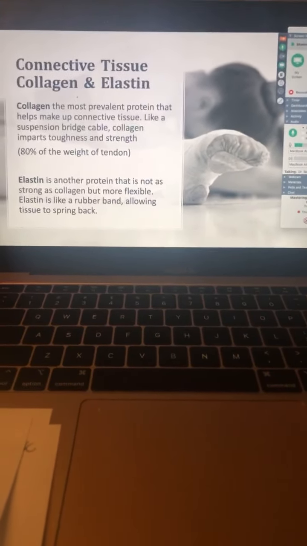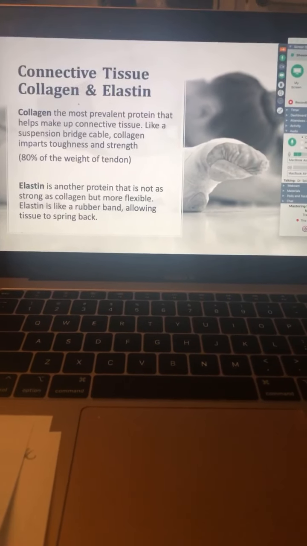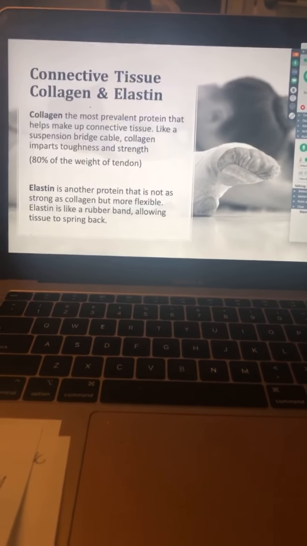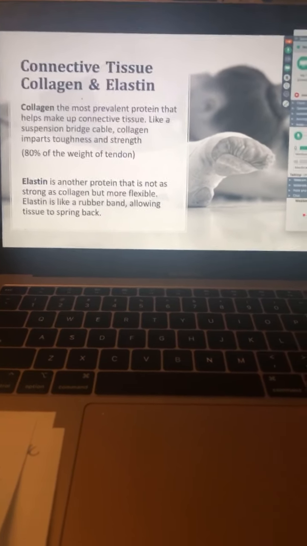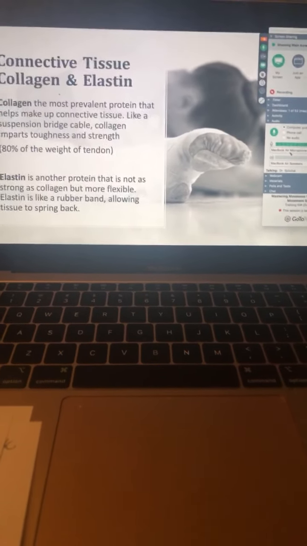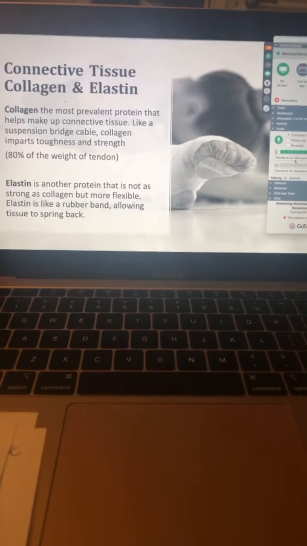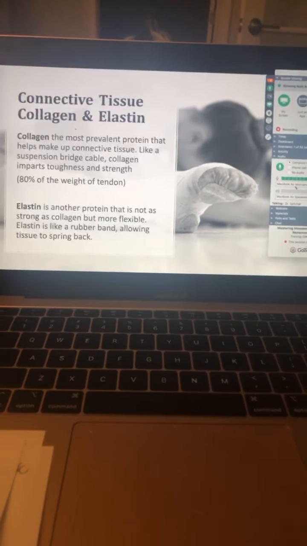Now, the two most common proteins that you will find in connective tissue are collagen and elastin. Collagen is actually 80% of our tendons, of our fascia, of that connective tissue. It is what gives the strength. It's kind of like the scaffolding to our connective tissue. It is that bridge that is giving the foundation upon which the rest of the tensile strength can be built.